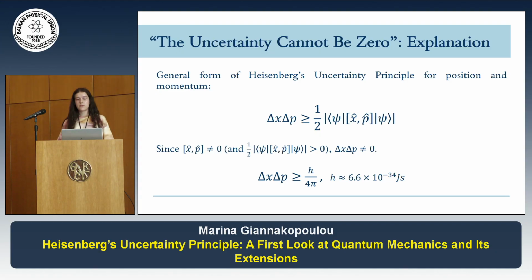You can also see the simplified version of the same inequality, where h is Planck's constant, a really small number approximately equal to 6.6 times 10 to the negative 34 joules times seconds. And here you understand why the second part is always positive.